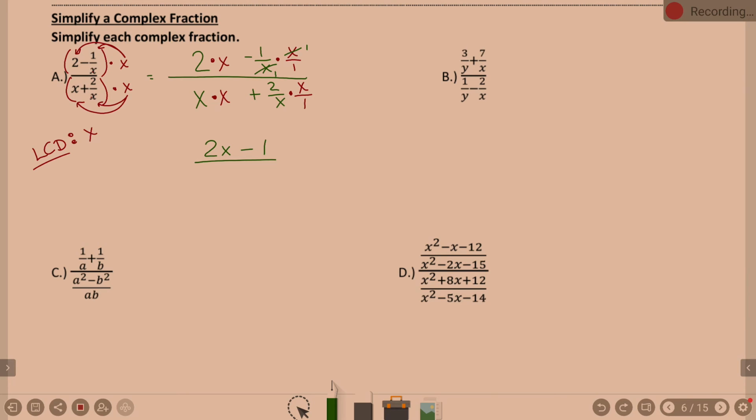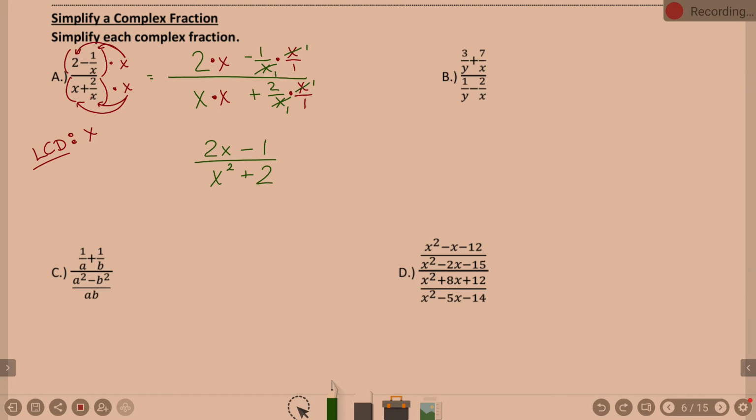Okay, denominator. X times x. Did anyone say it? Squared. X times x, x squared. Plus, what about 2 over x times x over 1? You could say 2x over x, but the x's will cancel. 2 times 1 over 1 times 1, which is just 2.